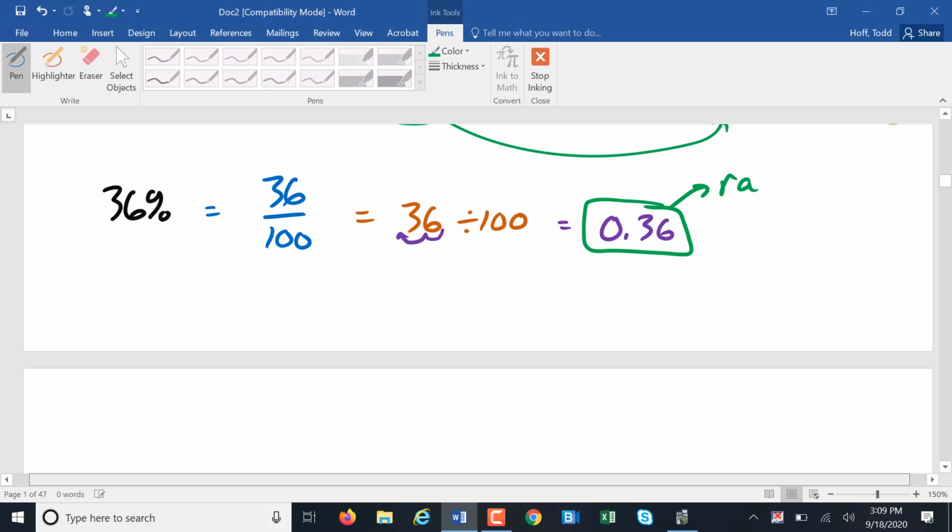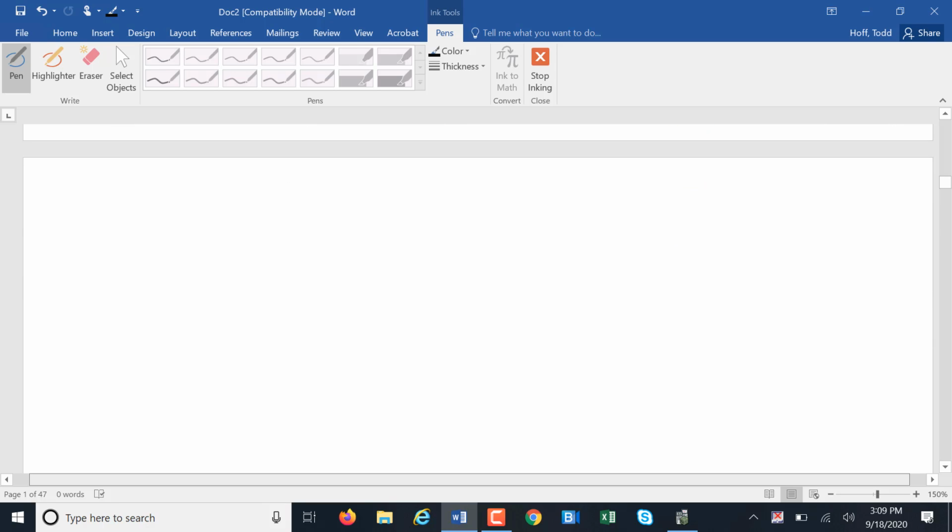It actually has a name. It is called a rate. So we're converting it to the equivalent rate. Anytime we convert a percent into a rate or a decimal, we're dividing by 100, which means we're just moving that decimal point over 2 spots.